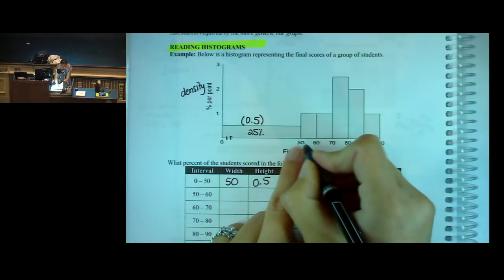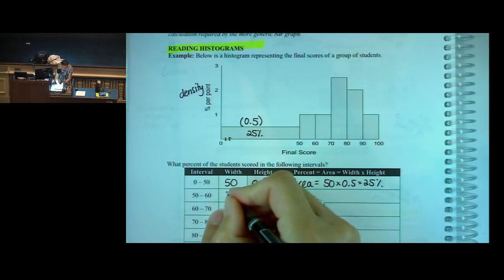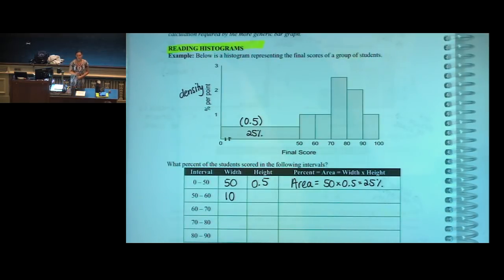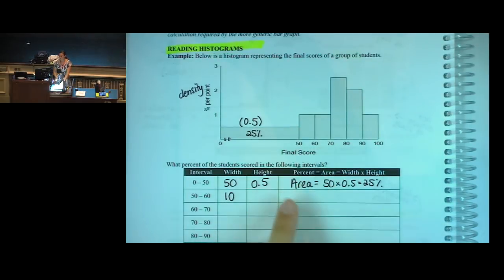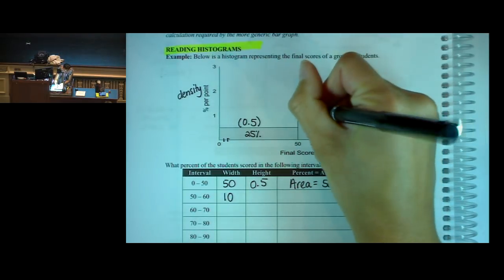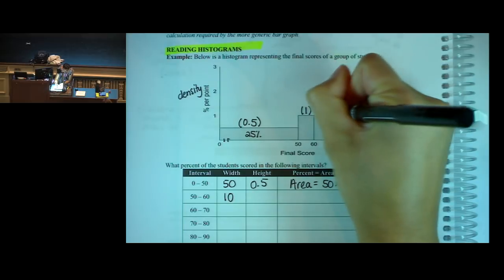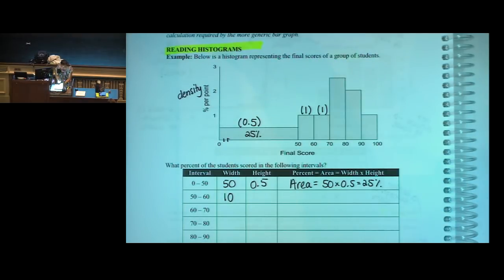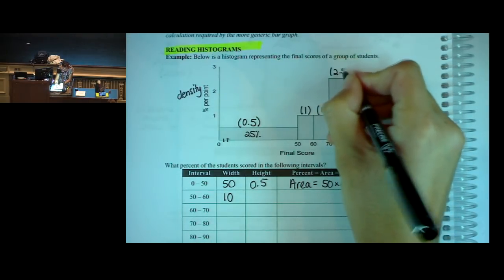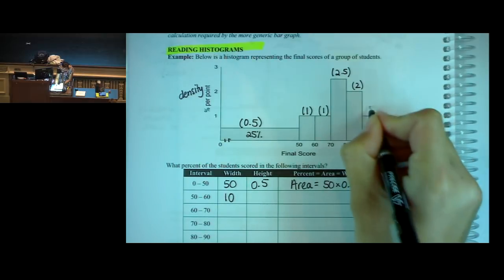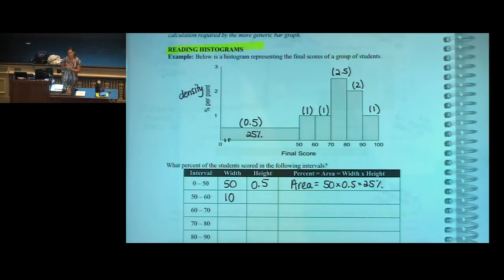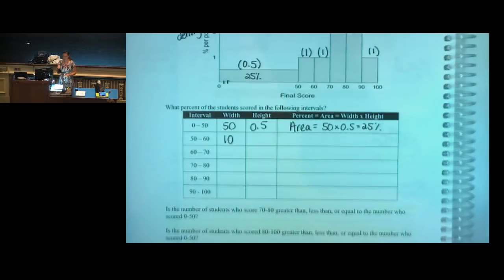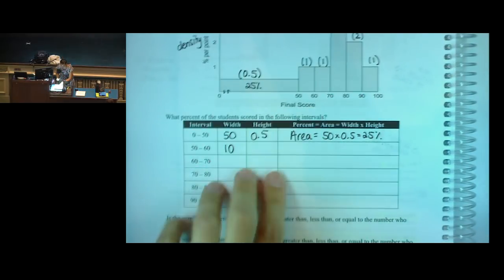Our next interval is 50 to 60. That's a width of 10, right? Between 50 and 60, there's 10. And then the heights, this is 1. Next one's 1. This one's 2.5, 2, and 1. So we just want to find the area of all those blocks. So feel free to start. I'll do it up here.